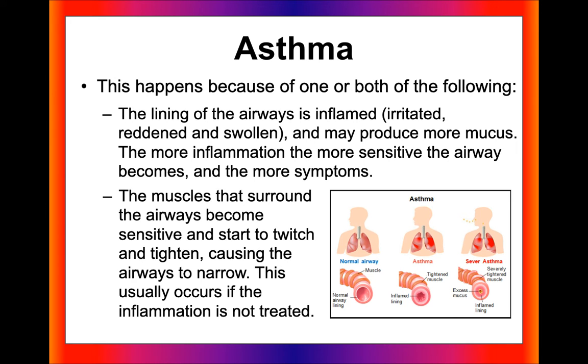The other thing that can happen is the muscles that surround the airways become sensitive and they start to twitch and tighten, causing the airways to narrow. This usually occurs if the inflammation is not treated. So the inflammation occurs and then the muscles start twitching and tightening. So you really get a very narrow tube, which the person isn't able to get the air that they need.